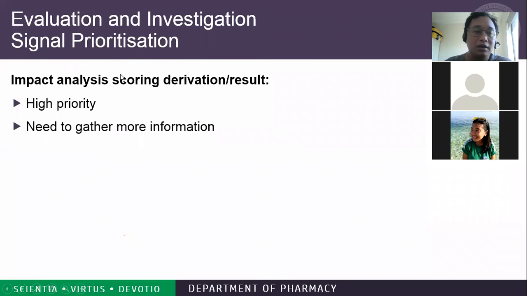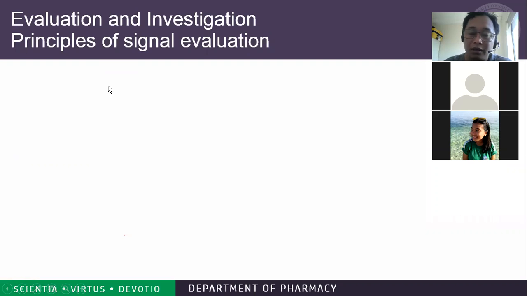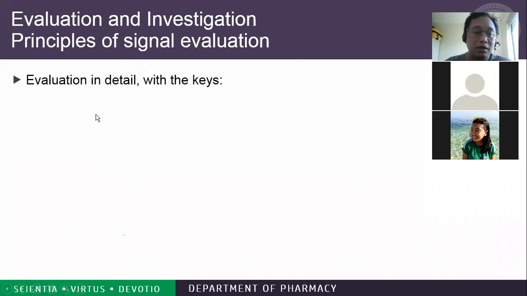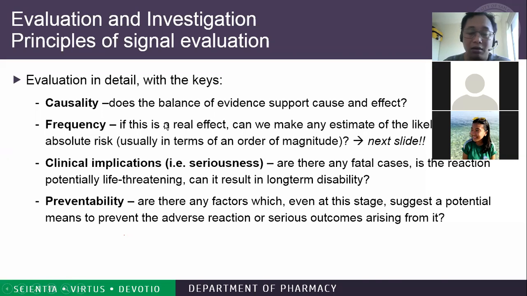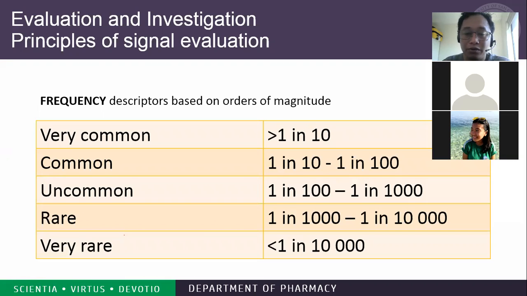And after the signal prioritization, the evaluation and investigation. Yeah, so I think this is just procedural. So please, you can read by yourself. But I want to emphasize something in this slide. There are frequency descriptors that are internationally used for the frequency of adverse drug reactions.